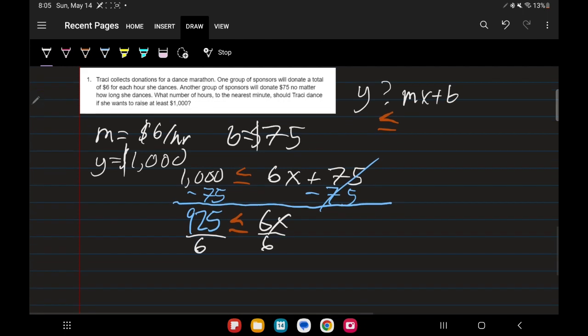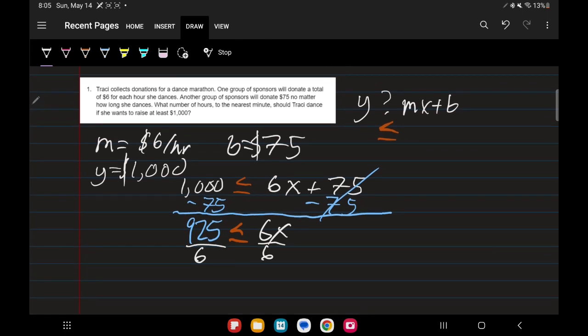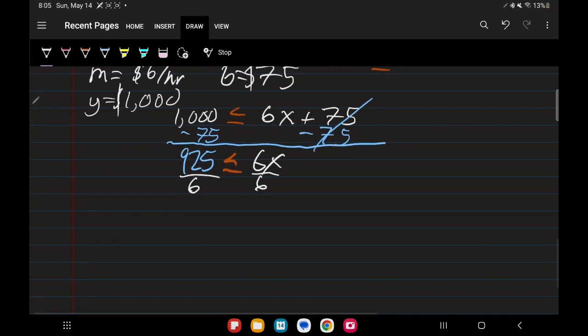And we have to remember, we want to have it to the nearest minute. So I'm going to show you how to convert this to the nearest minute. So I'm going to get 925 divided by 6. So this is going to get me 154.167, which is less than or equal to x. Well, we want to find it to the nearest minute. So let's go ahead. This guy is in hours.